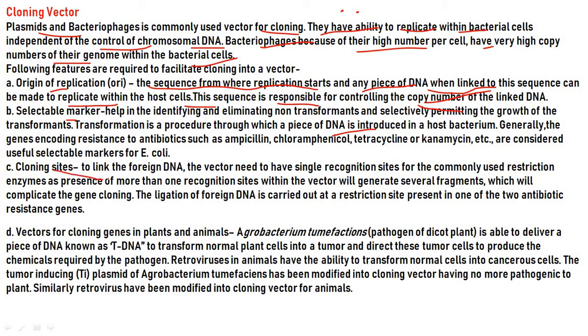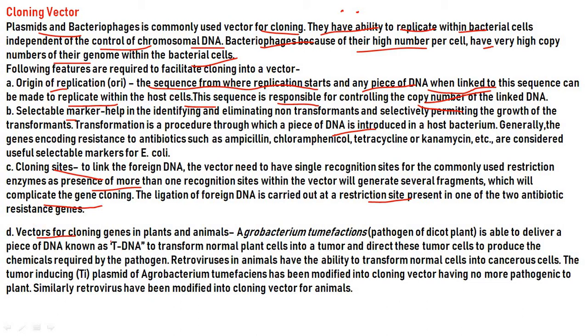Now, coming to the cloning sites. To link the foreign DNA, the vector needs to have a single recognition site for the commonly used restriction enzymes, as the presence of more than one recognition site within the vector will generate several fragments, which will complicate the gene cloning. The ligation of the foreign DNA is carried out at a restriction site present in one of the two antibiotic resistance genes.